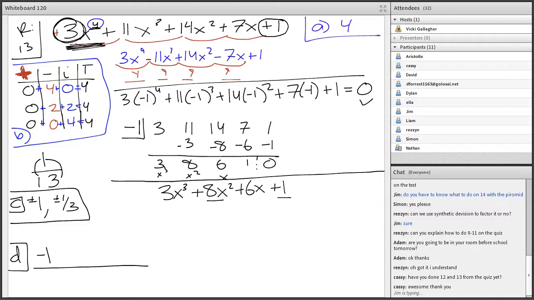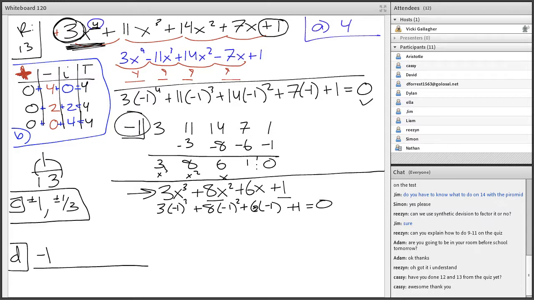Now, you are allowed to guess and check with the same number that you've already used. I am allowed to try negative 1 in this new problem. And so that's what I'm going to do. So 3 times negative 1 to the 3rd plus 8 times negative 1. I'm definitely not going to try a positive answer because I can't get any positives. And negative 1 works again.